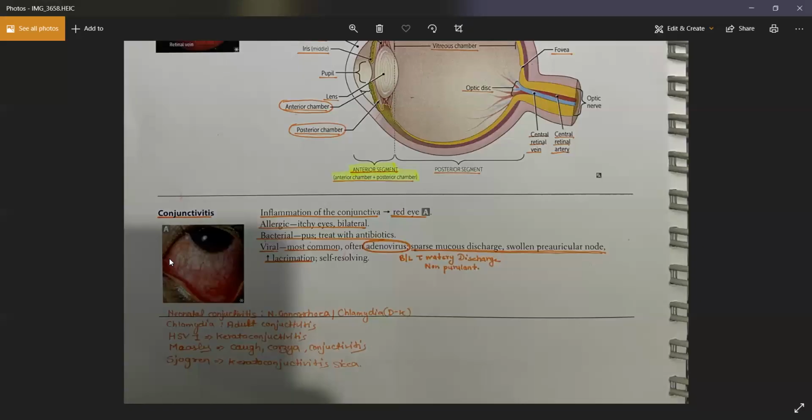Eye congestion without any inflammation. Leptospira. Heard that name before? Yes. So leptospira belongs to which group? The curved bacteria, the spiral bacteria. And what do you call them? Spirochetes.